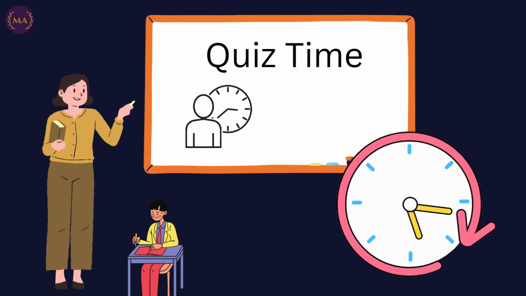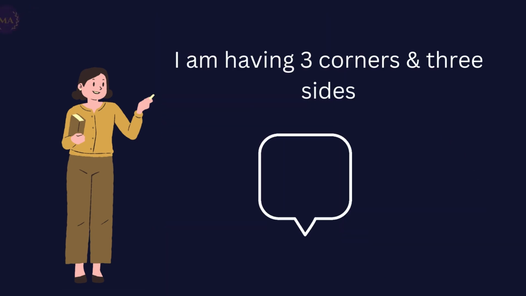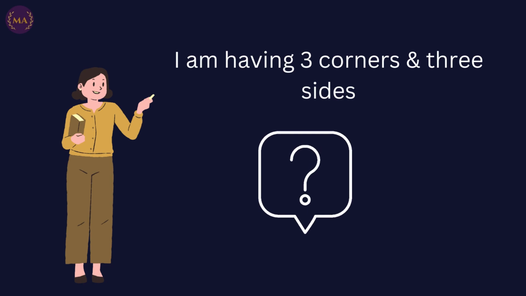Very nice. So I'll start with my question. The first one is you have to guess the figure. I'll be giving you some hints and you'll have to guess which figure I'm talking about. So I have three corners and three sides. The figure is telling you that I am having three corners and three sides. So which figure am I? Can anyone guess?